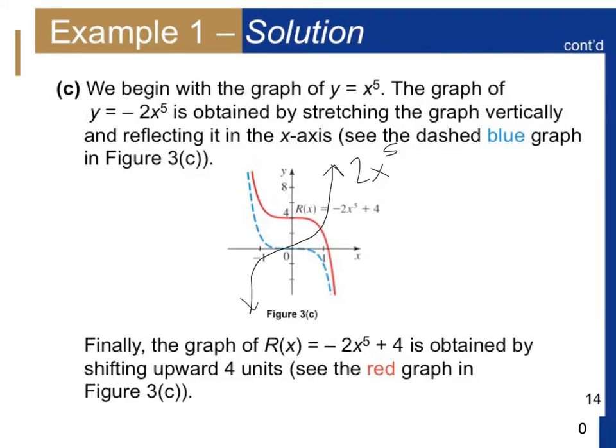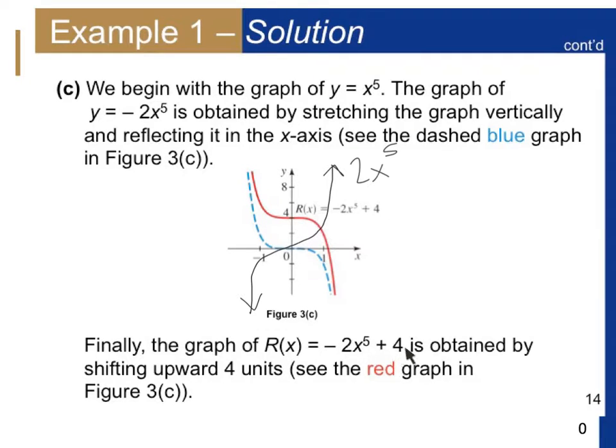Okay, and then what we do is we reflect it across the x-axis because we're changing our y from 2x to the fifth to minus 2x to the fifth, so we reflect across the x-axis. So the black one becomes the blue dotted one. Now we have y equals minus 2x to the fifth. We already did the stretching on x to the fifth to get this, by the way.